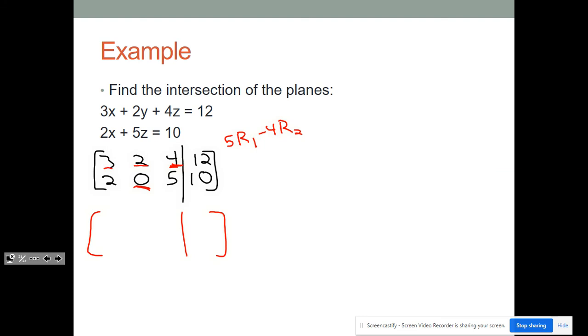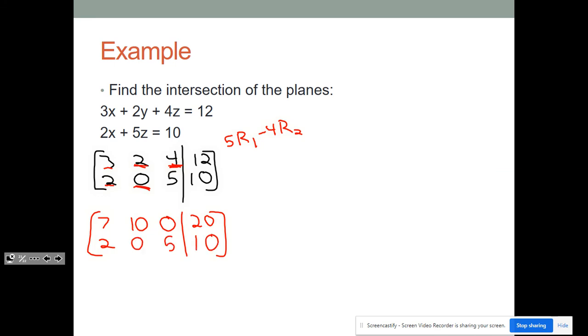So first one, 5 times that, so 15 minus 8, that will be a 7. And then I'm going to have 10 minus 0, so 10. 20 minus 20 is 0. And then I'm going to have 60 minus 40, so 20. And then the bottom row we didn't change.